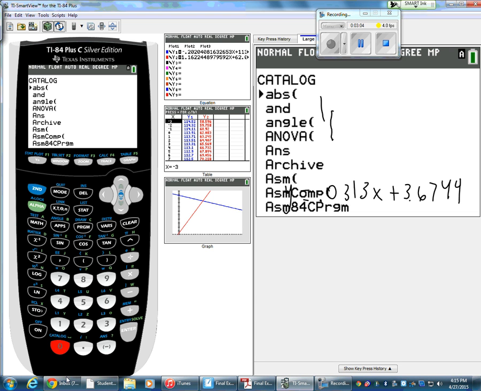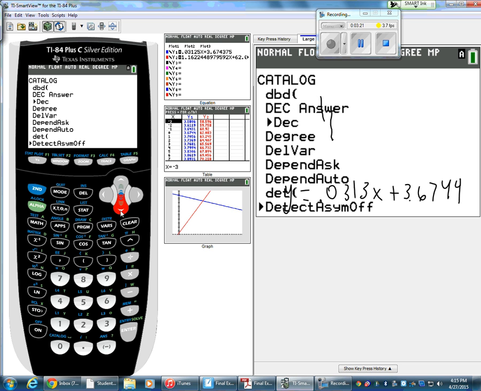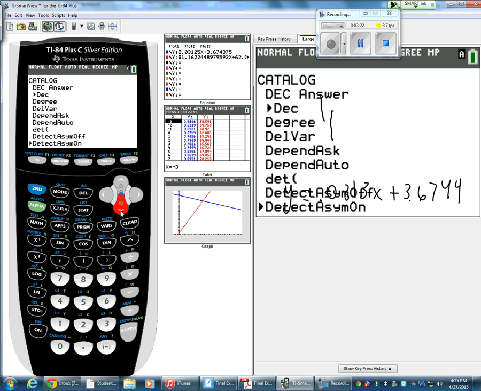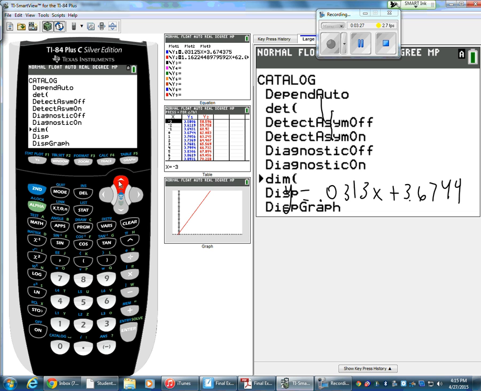But if you go to the catalog, which is 2nd 0, and scroll down to the D's, or a quicker way, do you see the letters right above here? Do you see that D is right here? If I click that button, it takes me to the top of the D's. Then scroll down until you see diagnostic. It'll say diagnostic on or diagnostic off. So I want to find diagnostic on. Then we'll go right back through the steps that I took. I went too far, sorry.